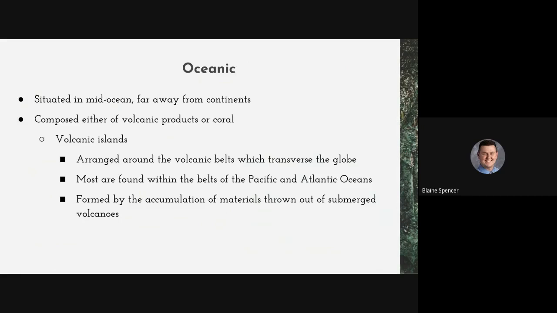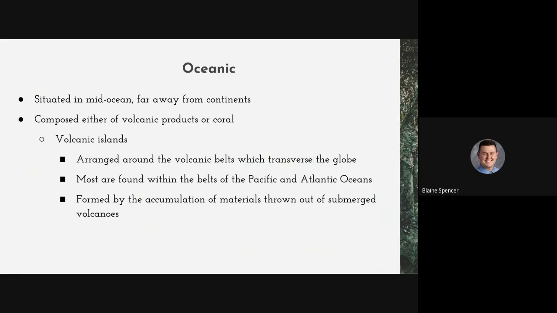We talked about the volcanic belts, oh man, like 2-3 weeks ago, forever ago, it feels like. And these islands, for the most part, fall within those belts. And the bulk of these are going to be found within the Pacific and Atlantic Oceans, near Asia, North America, and Europe. The bulk of these islands are going to be found within these volcanic belts in these oceans. And so these islands are going to be formed by submerged volcanoes.